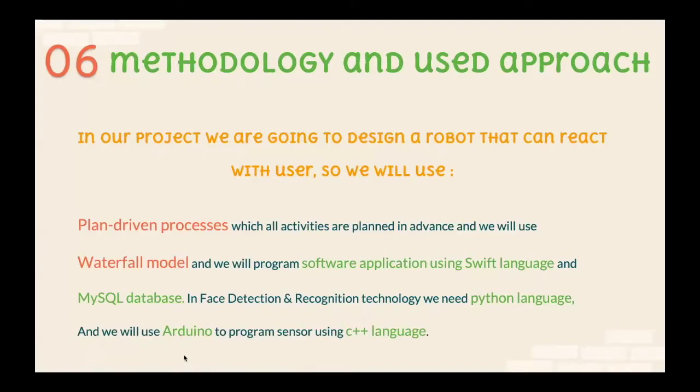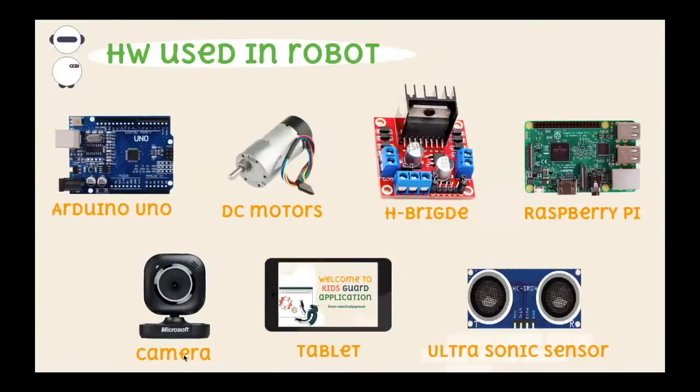In our project, we are going to design a robot that can react to the user. So we'll use a plan-driven process, in which all activities are planned in advance, and we will use the waterfall model. We will program the software application using Swift language and a MySQL database. For face detection and recognition, we need Python, and we will use Arduino to program sensors using C++. At the end, we will show you some hardware used in the robot.